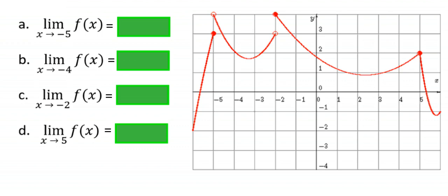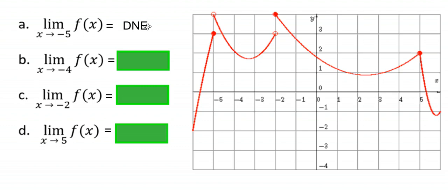So here we go. Let's look at this graph, a piecewise function, and let's look at what's happening as x is approaching -5, right? From the left, the limit's approaching 3. From the right, it's approaching 4. And so we're going to say that the limit doesn't exist. It's approaching 2 different values from the left and from the right.